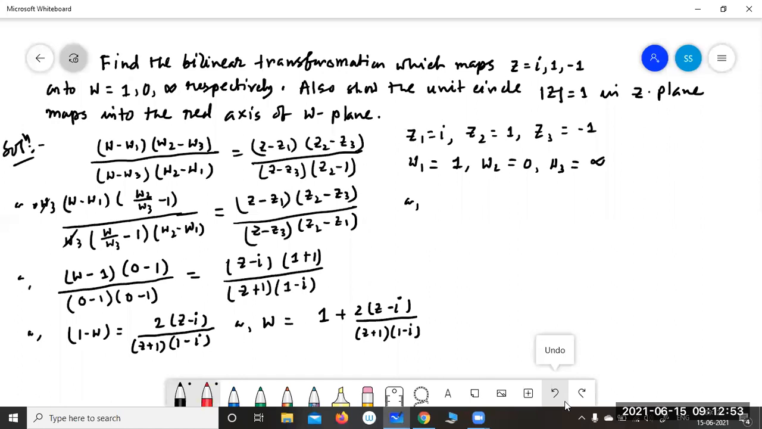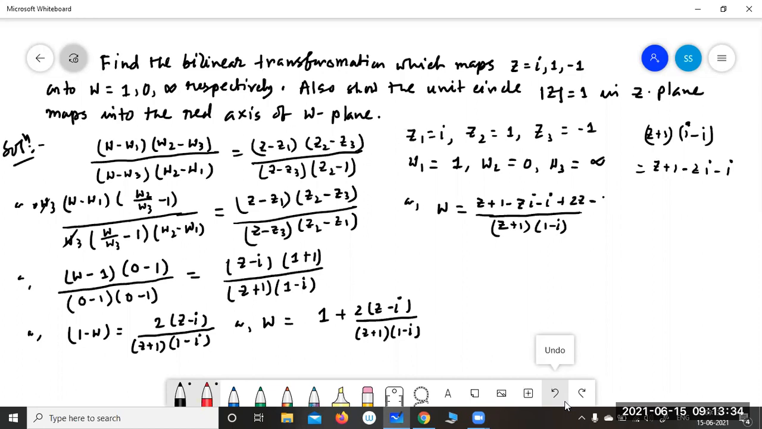So from here, we can write down that W is equal to, if we take the LCM of this, Z plus 1 into 1 minus I, then it will be Z plus 1 into 1 minus I. So then the value of Z plus 1 into 1 minus I, then it is Z plus 1 minus Zi minus I, so it will be given that Z plus 1 minus Zi minus I, then plus 2Z minus 2I. So from here we can calculate that.